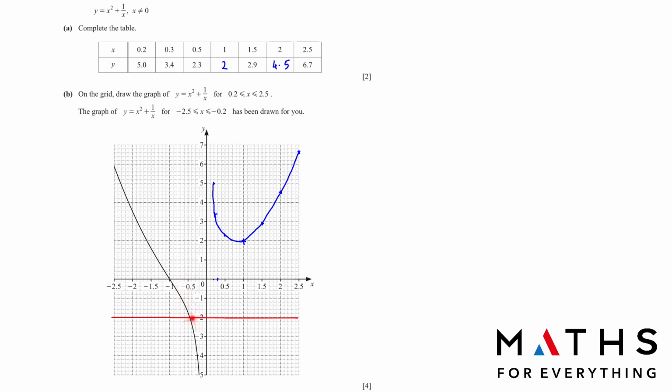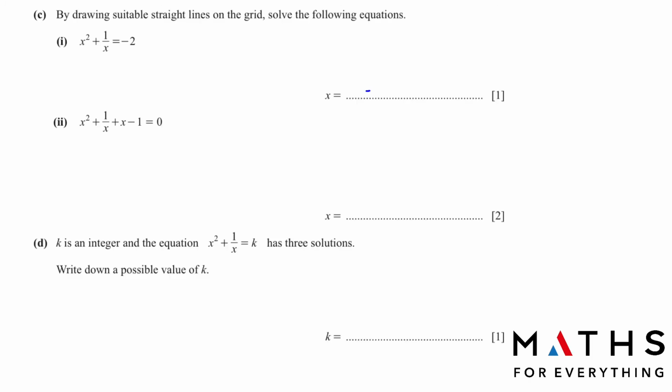So the corresponding x value is negative 0. It's between 0.5 and 0.4. So you can write negative 0.42. Any number you have between negative 0.4 to negative 0.5 will be accepted, or including this.